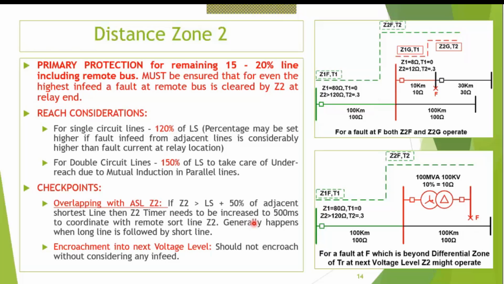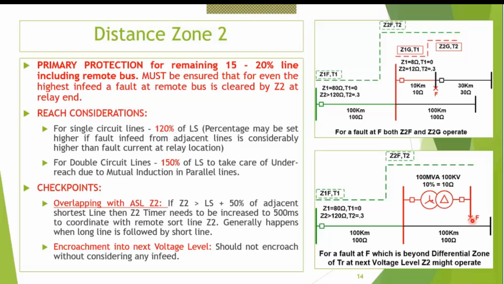Another thing you have to be careful about is that it should not encroach into the next voltage level. Generally, zone 2 doesn't encroach; that is the problem of zone 3. Encroaching of voltage level means, supposing I talked about a 10 ohm conductor, a 10 kilometer line having 10 ohm impedance. The same 10 ohm impedance can come for a 100 MVA, 100 kV, 10% transformer. Now 10% may be too low, but if you have 2-3 parallel transformers, then this 10% can happen. So this impedance is also 10 ohm.